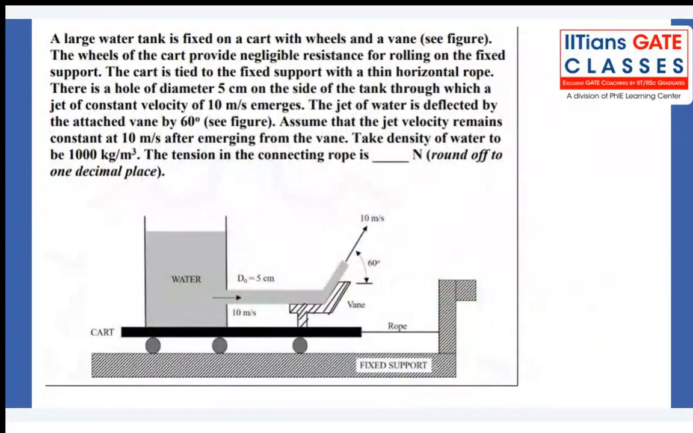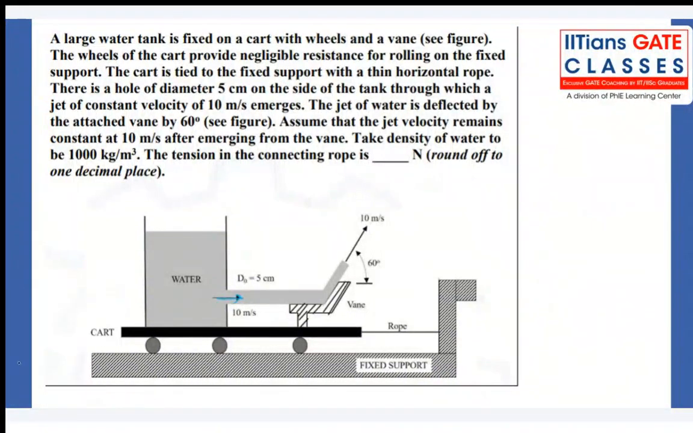Now, this last problem we will solve. The large water tank is being fixed on a cart with the wheels and vane as shown in the figure. The cart is tied to the fixed support and a thin horizontal rope. There is a hole of diameter 5 centimeter on the side of the tank through which a jet of velocity is coming and is striking.